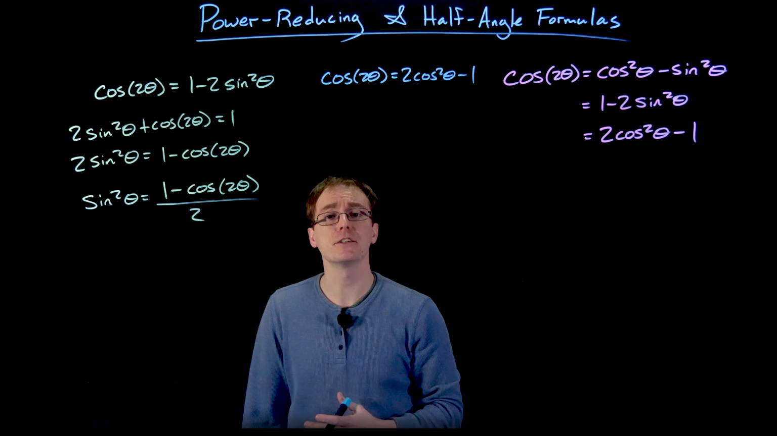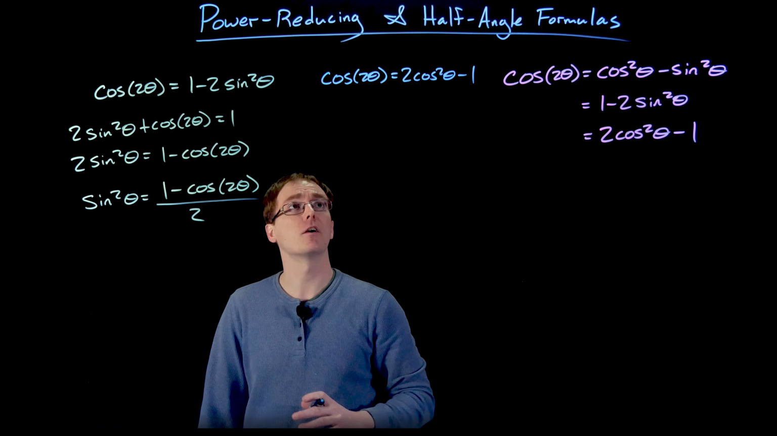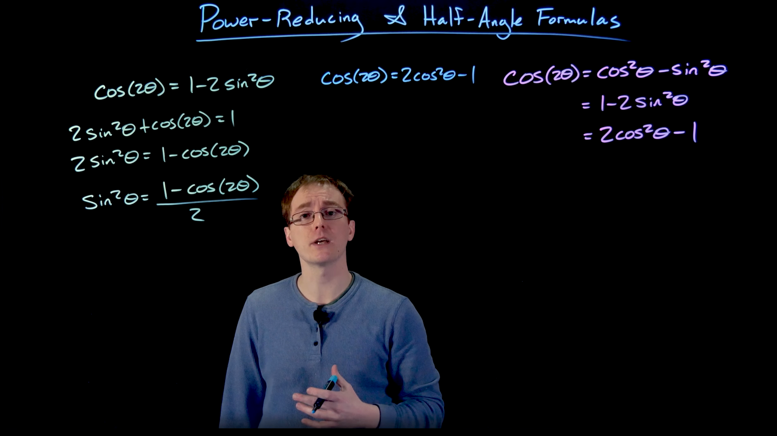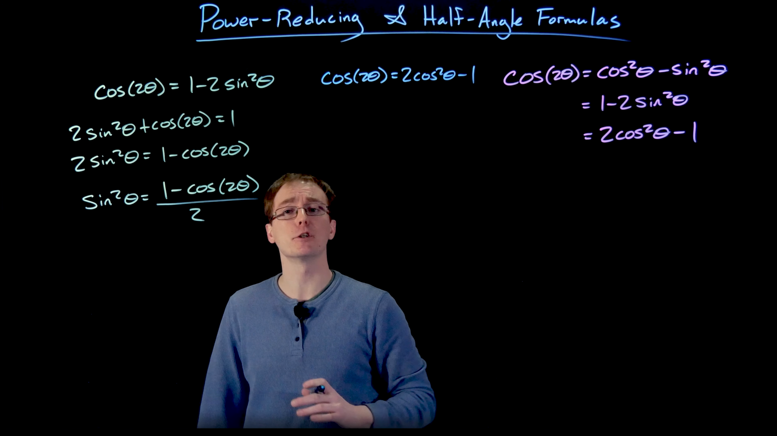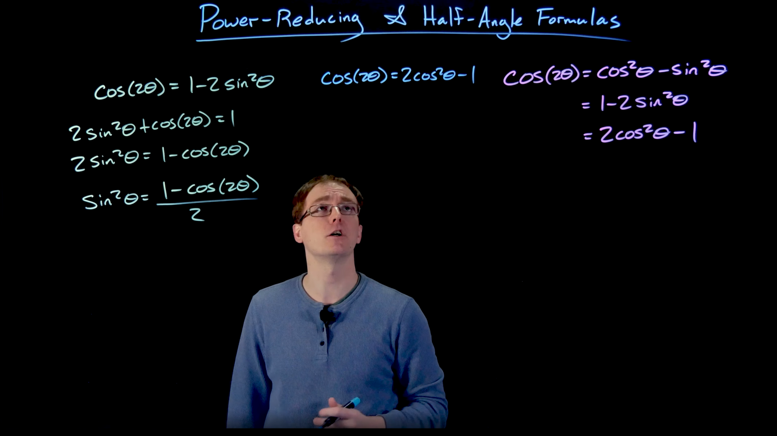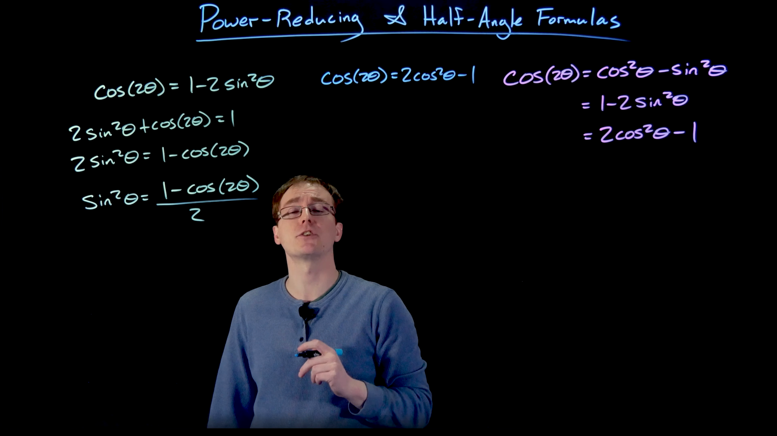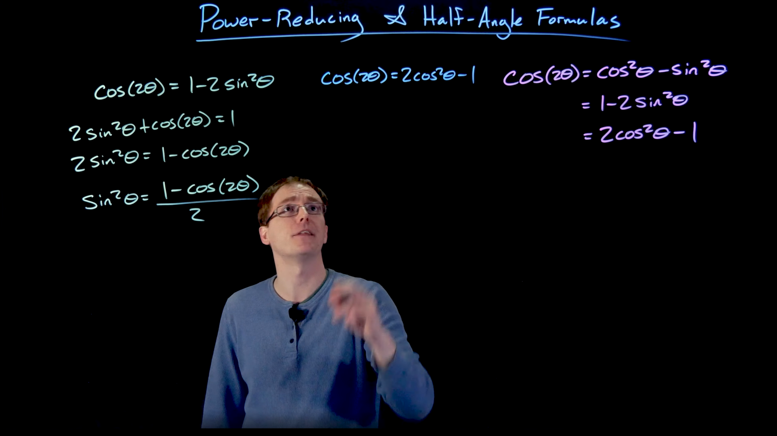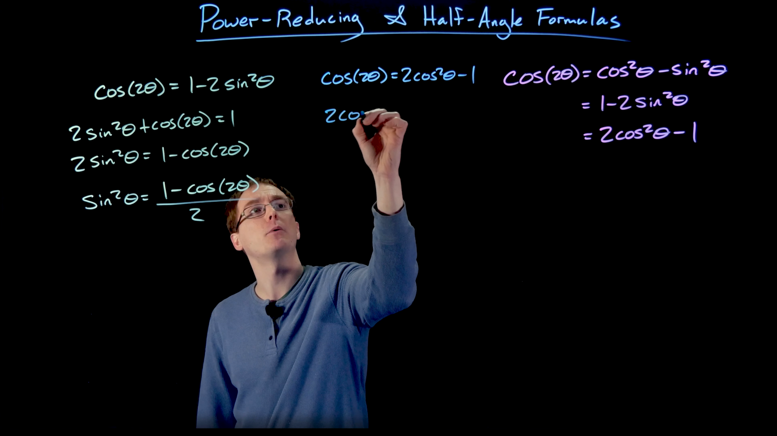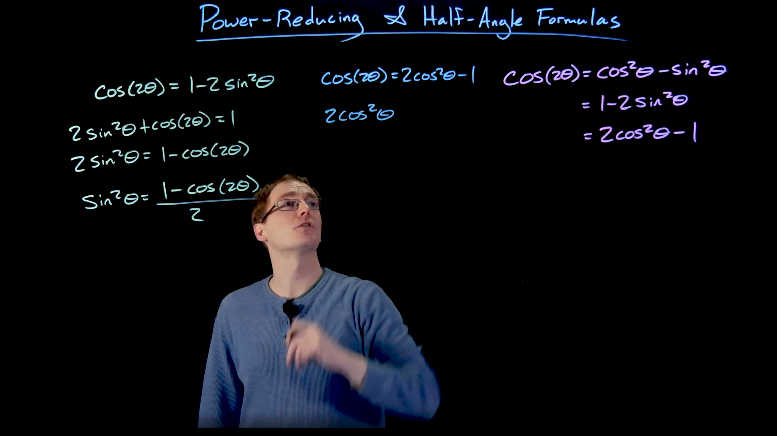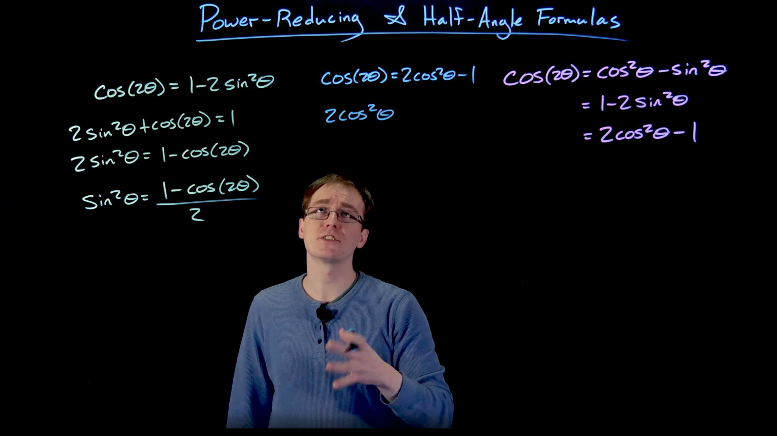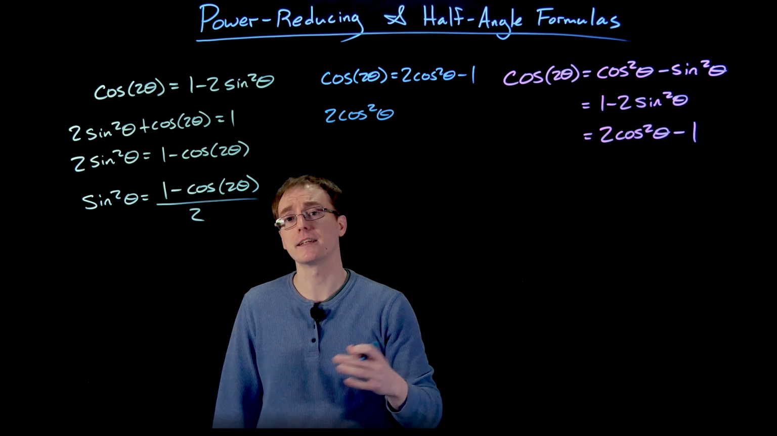So we can follow some very similar steps to find our power reducing formula for our cosine function. We're just going to take this other version of our double angle formula for that cosine function, but this time we're going to solve for cosine squared of theta. So if we flip our equation around, we get 2 cosine squared of theta minus 1 on one side, and cosine of 2 theta on the other side.